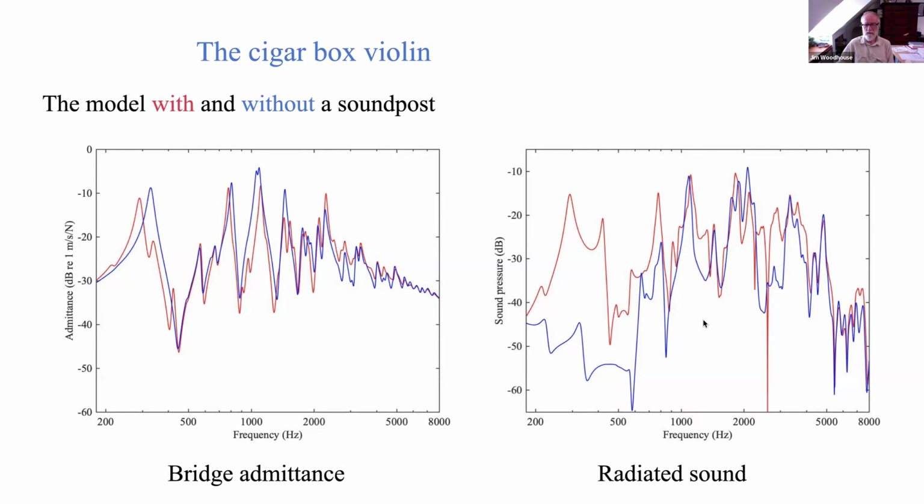But on the right, we have the radiated sound, and that's the other virtue in using rectangular plates, is that we can actually compute an estimate of the sound radiation from our cigar box. And now, again, the red one is with the post in, the blue one is without the post. At higher frequencies, they're rather broadly similar, but at low frequencies, they're very different, for the reason that I explained at the beginning. The one without the post is symmetrical and is a lousy radiator of sound at very low frequencies.